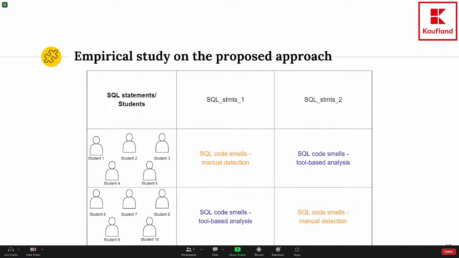So I mentioned that I created 2 forms. The first one was completed by 2 students and the other one by another group of 5 students. Each form was formed by 2 tests. The first one was SQL code smell manual detection, meaning that each of the students received SQL statements code and had to find SQL code smells and then refactor them. The second test means refactoring SQL statements, but having the result generated by the tool.